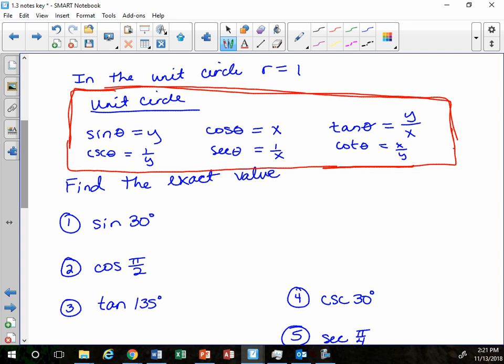So I'll give you a minute to write this down. But realize this is just in the unit circle. We are going back to the unit circle now. We're going to find very specific values. Why do they call hypotenuse r? This is the radius of the circle.